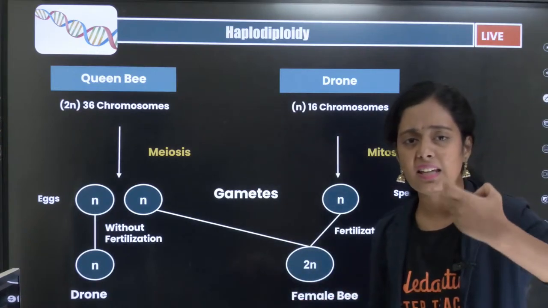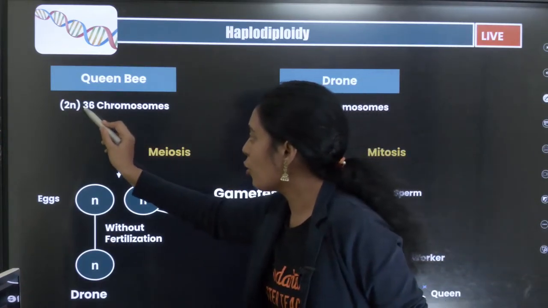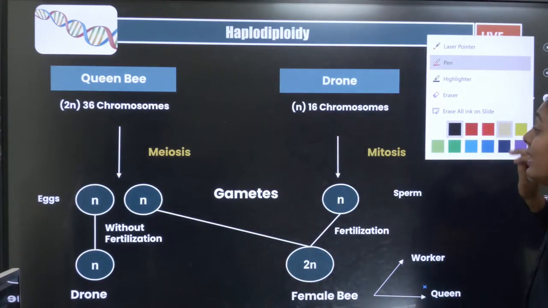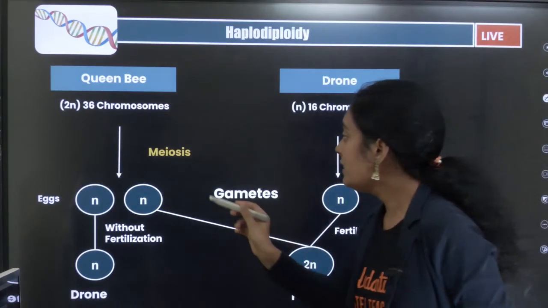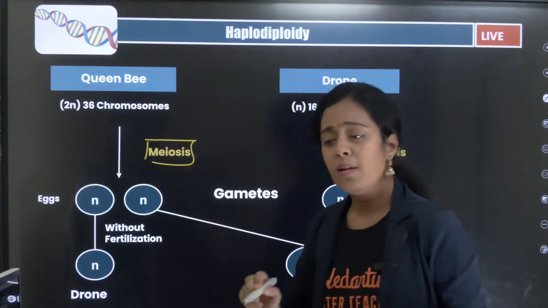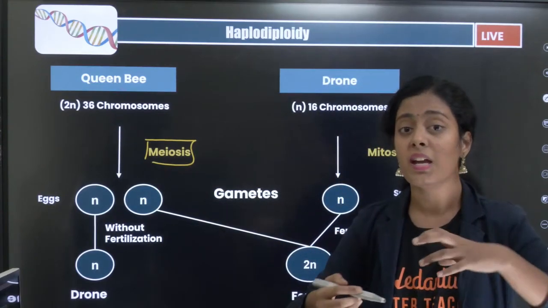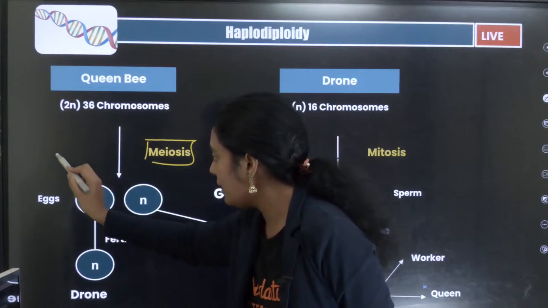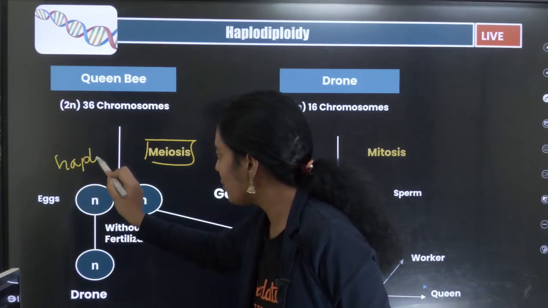How many chromosomes are there in our honeybee? There are 36 chromosomes. A honeybee has, in a diploid cell, 36 chromosomes. This will undergo meiosis. Meiosis, what will it produce? It will produce gametes. Now you can see the gametes are what? Haploid. Haploid gametes are produced.